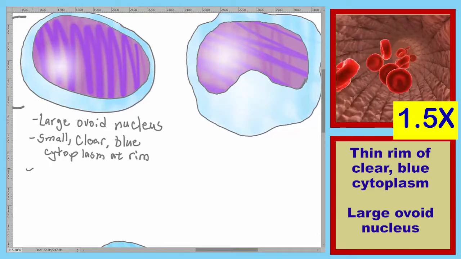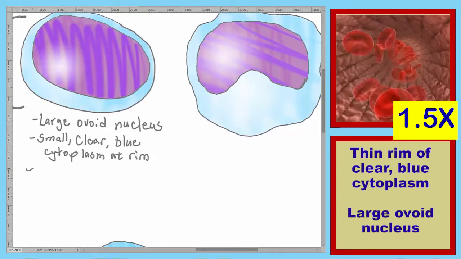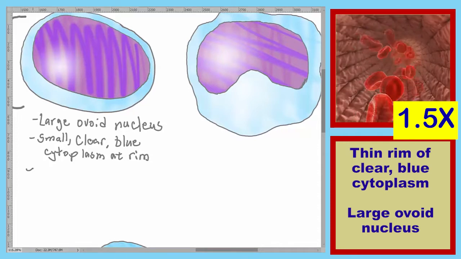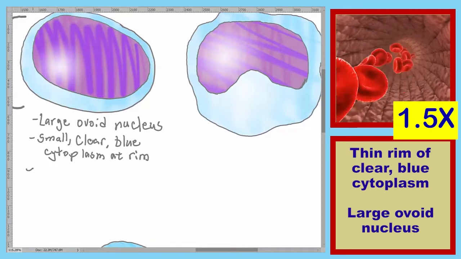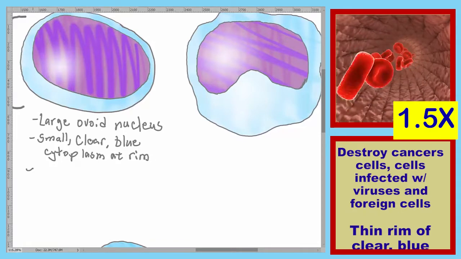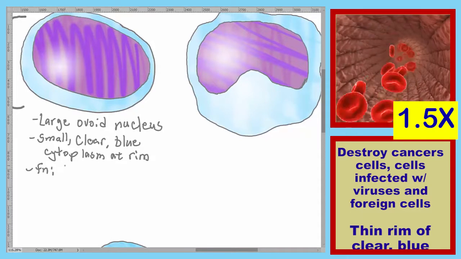There are three groups of these particular cells, and each has a variety of functions, and some of these functions overlap, but I don't want to get into those specifics right now. So I'm just going to give two general functions of these cells. The first is that they destroy cancer cells, cells infected with viruses, and foreign cells. That's the first function. And the second function is that they secrete antibodies. So let's indicate those two here.